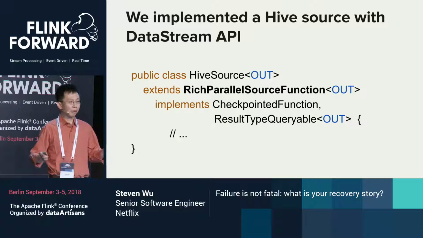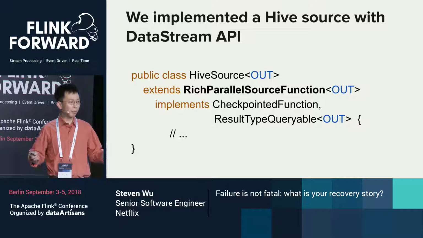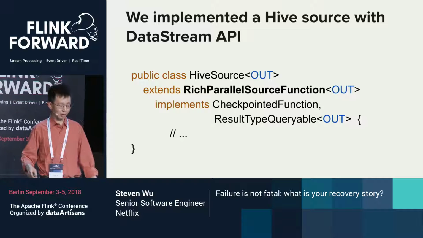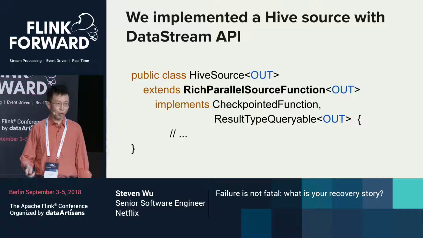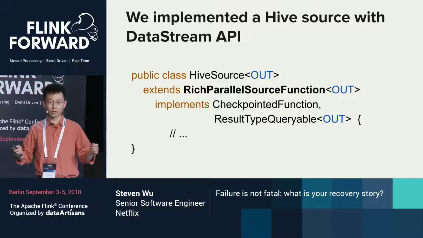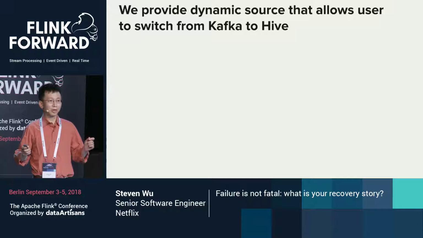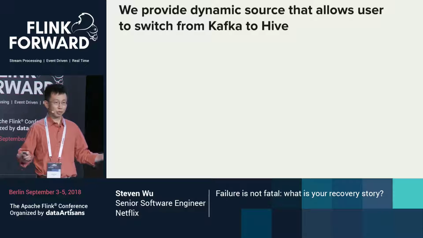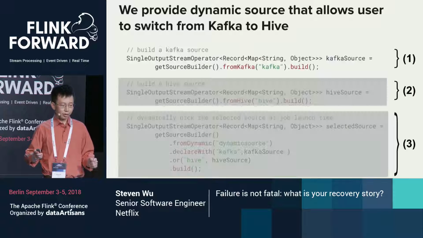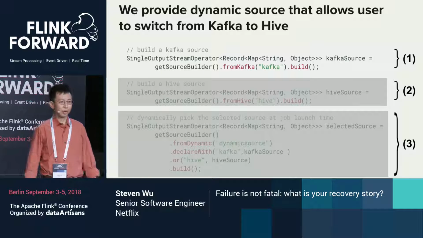We implement a Hive source on the data stream API. It's not a Flink batch job that's using the dataset API. The reason is we want the user to be able to switch the source from Kafka to Hive during deployment time. To do that, user needs to define what we call dynamic source. I don't expect you to read the code. I'll walk through the high-level concept.